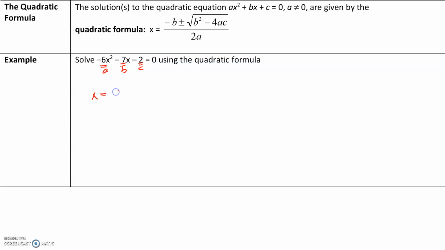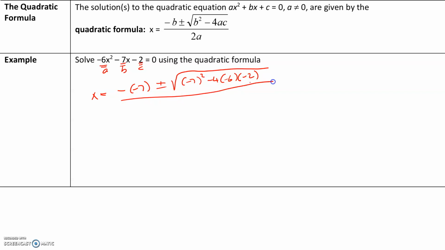So we get x equals negative b, which is negative 7, plus or minus the square root of b squared, which is negative 7 squared, minus 4 times a times c, and then that's divided by 2 times a, which is 2 times negative 6. So we have two negatives back to back, negative negative 7. We know that becomes a positive 7. Then we've got plus or minus the square root of negative 7 squared, which is 49.